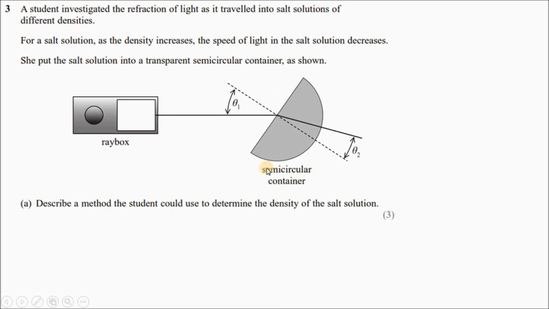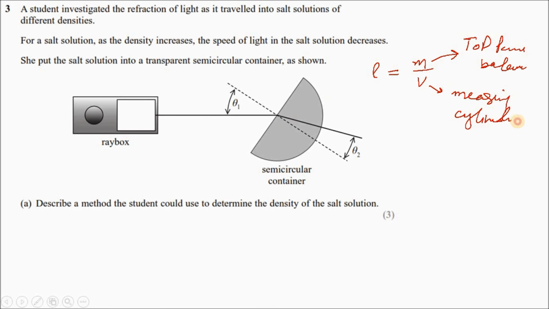Nothing is given. Clearly, it's all about a solution. That means liquid. So density can be found using rho is equal to mass over volume. Mass can be measured through top pan balance, and V can be measured. It is liquid, so through measuring cylinder. So you can say that after measuring these two, you can find density using this formula.